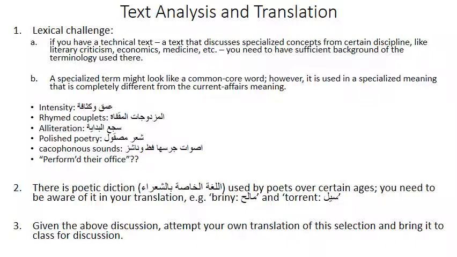Okay, so some of the terms you will face in this unit are words like intensity, rhymed couplets, alliteration, polished poetry, cacophonous sounds. Okay, so let's study each of them. The word intensity could be translated as تكثيف, or sometimes in literature it is used to mean العمق. Dr. Anani prefers that the word intensity in literary criticism is translated in Arabic, برضو في مجال النقد الأدبي, as العمق والكثافة. وبيدينا مثال: romantic time is intensity.